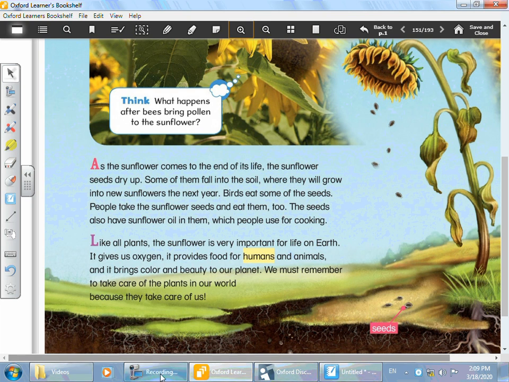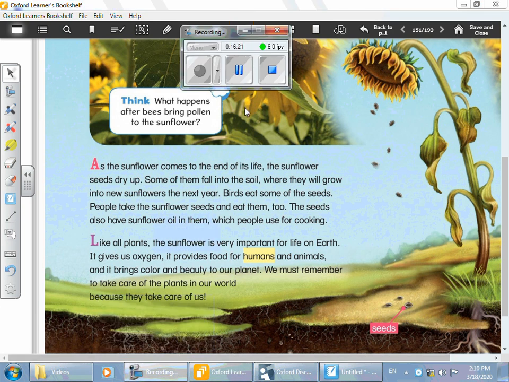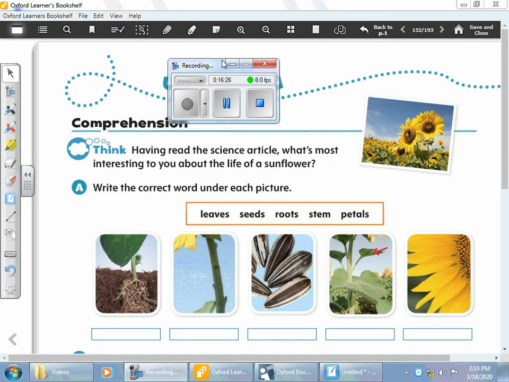Okay? So, do you find this exciting? The passage that we read, do you find it exciting? Very good. Now, let's turn the page and answer the questions.